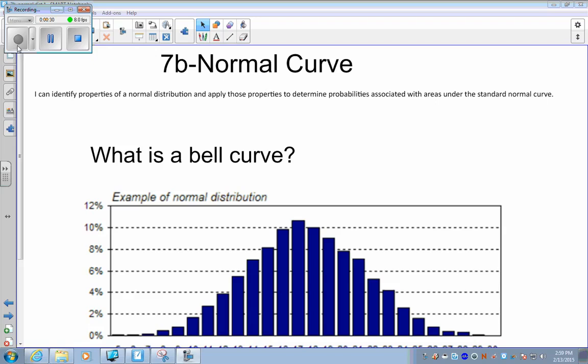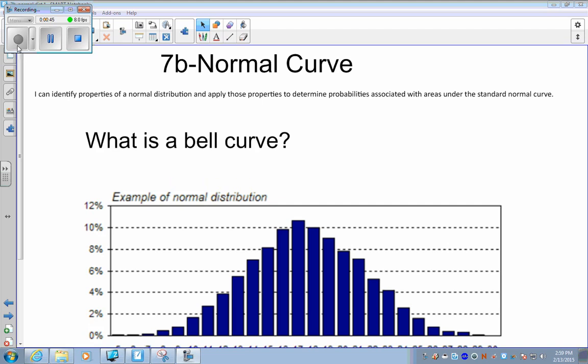For 7B with normal curve, you're supposed to be able to identify properties of a normal distribution and apply those properties to determine the probabilities associated with areas under a standard normal curve. That's a lot of stuff. When I show you the examples, it should make a lot of sense.